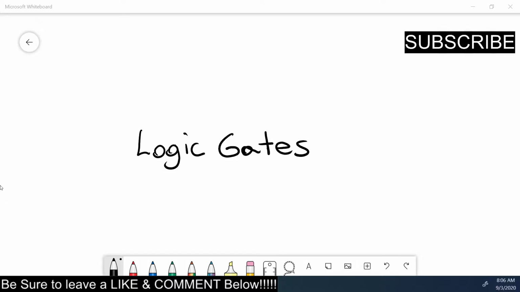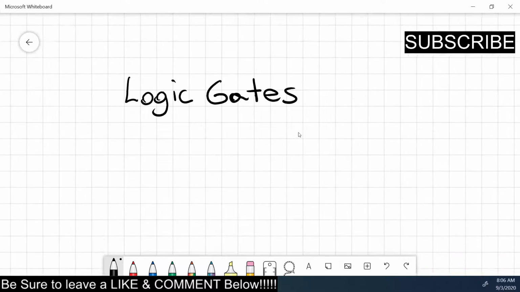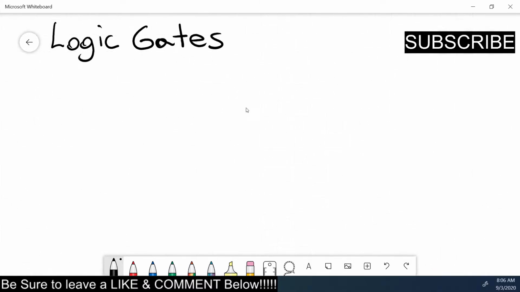Let me just get over here. Here we go. So I'm going to move this up. Logic gates. Now, what is a logic gate? A logic gate uses one or two inputs, or more. So you have your inputs, and then over here, you have outputs.